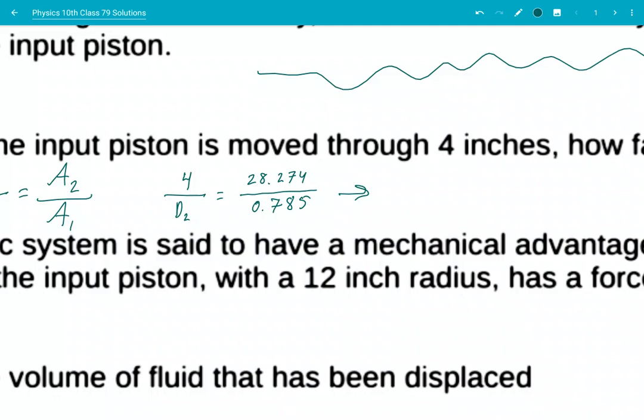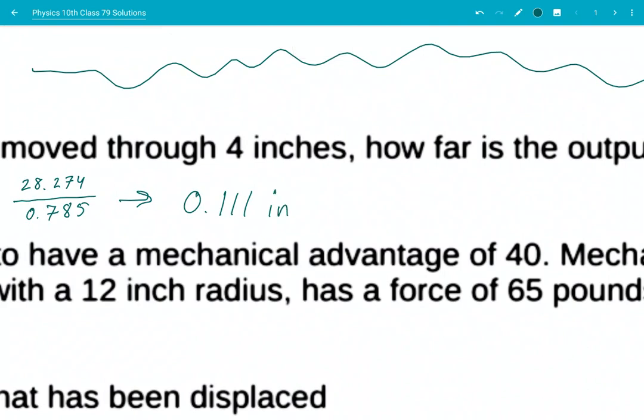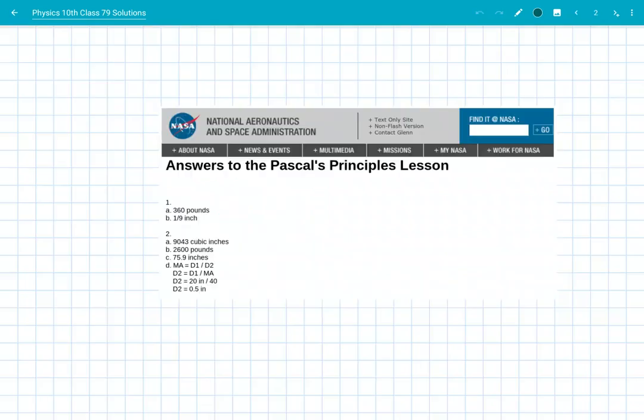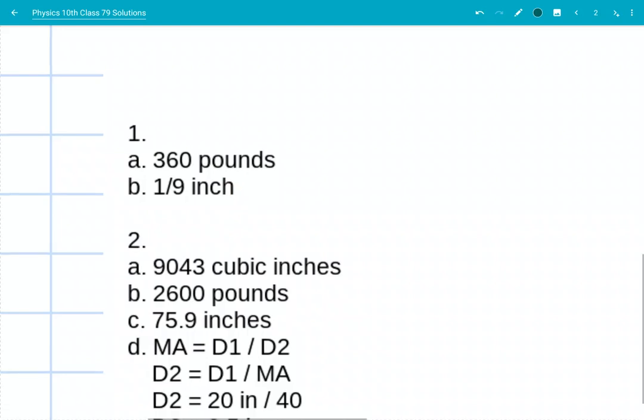So 4 times 0.785 divided by 28.274, and I get 0.111, okay? And we're talking about D2, so this is going to be inches, right? So there's our answer. Now let's compare with NASA. You're going to see that NASA's answer in the beginning looks different, but it's actually not. They didn't say 0.11. They said 1 over 9. But do 1 divided by 9 in your calculator. What do you get? 0.111.